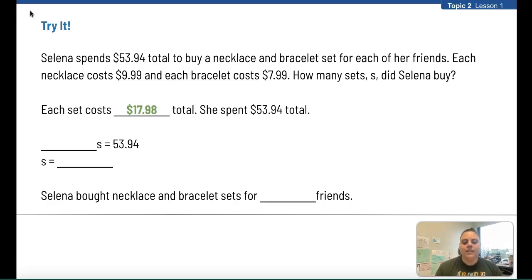You should have figured out that she will spend $17.98 on each set. So when we fill that into our equation and we divide that over, we find that she can purchase 3 sets with this total amount. So she bought sets for 3 of her friends.